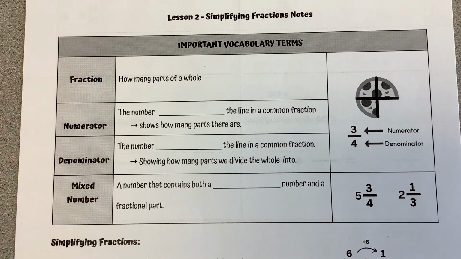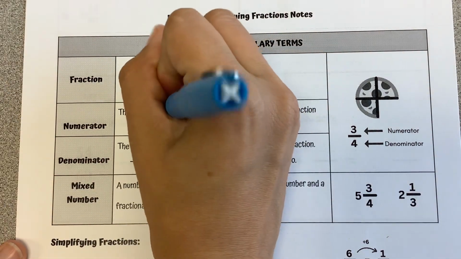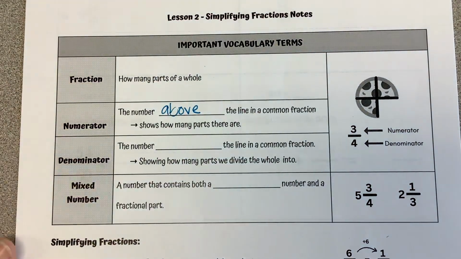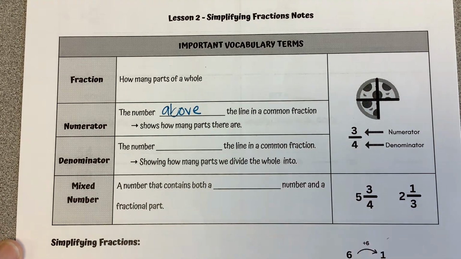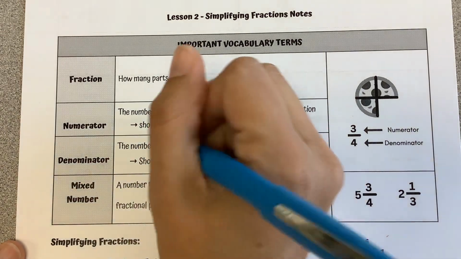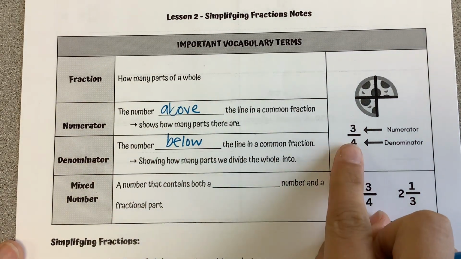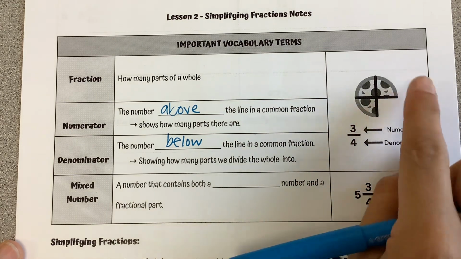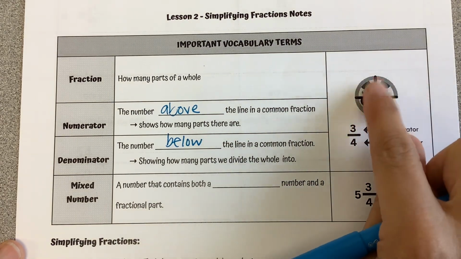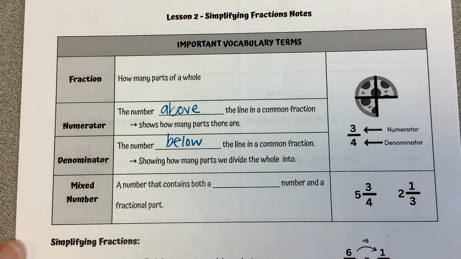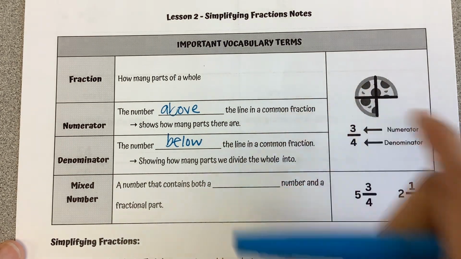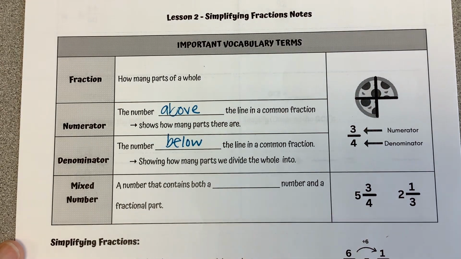The numerator, which is the number above the line in a common fraction. So right here, that is the numerator. And then the denominator, which is the number below the line in a common fraction right here. So the numerator shows how many parts there are. So like in this pizza, there's 1, 2, 3 slices left. The denominator is showing how many parts we divide that into, so it's out of 4 total slices.